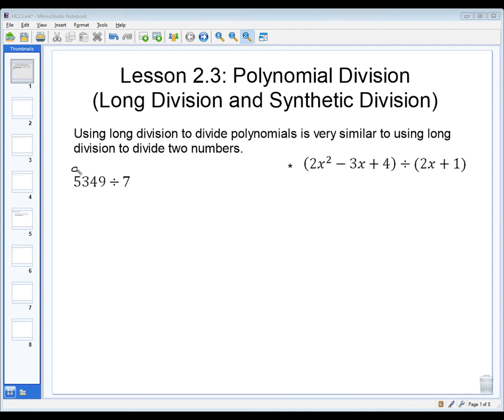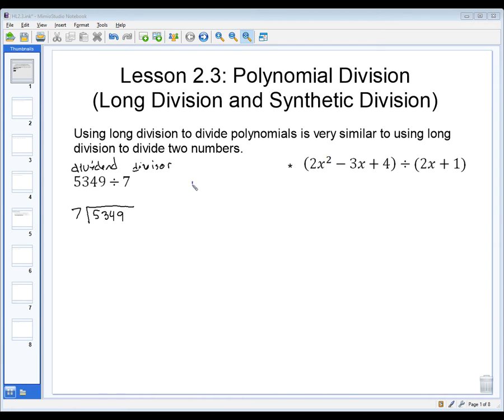Remember that this first part right here is called the dividend. The second part here is called the divisor. When you're setting up the division problem, the divisor goes on the outside, the dividend goes on the inside. Once we divide, we'll put the answer, or the quotient, up here on top.